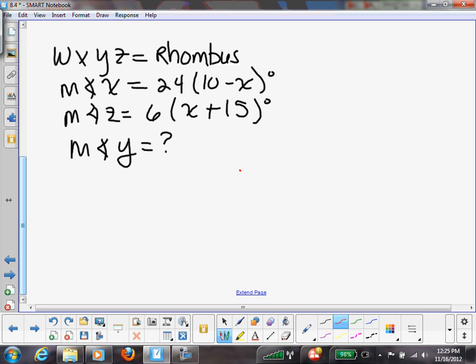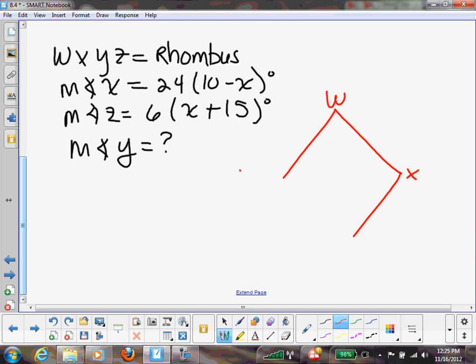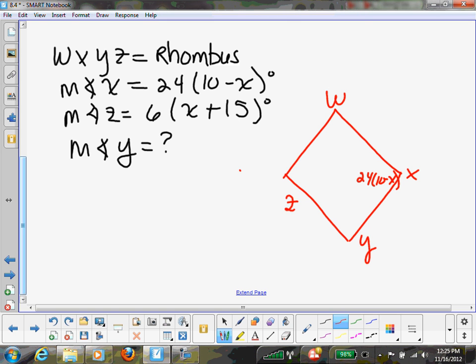Rhombus WXYZ. If the measure of angle X is 24 times 10 minus x, and the measure of angle Z is 6 times x plus 15, then what is the measure of angle Y? Okay. What am I going to do in this case, knowing the property of a rhombus?